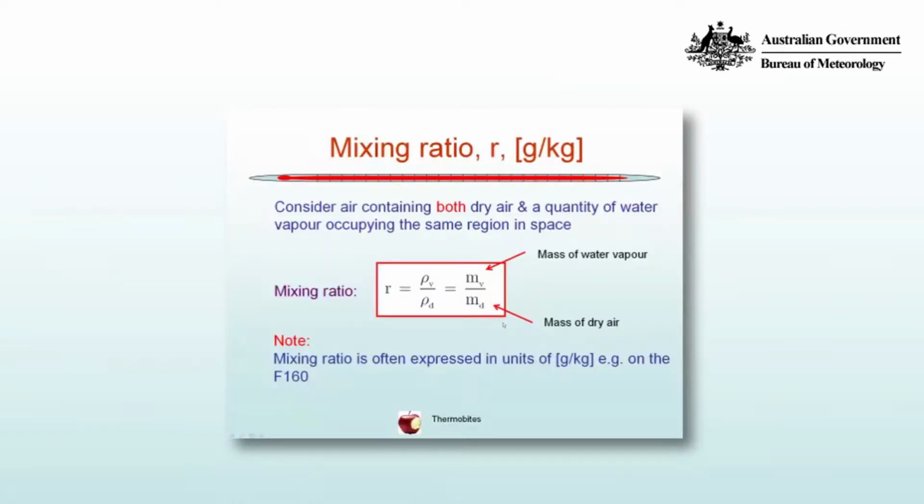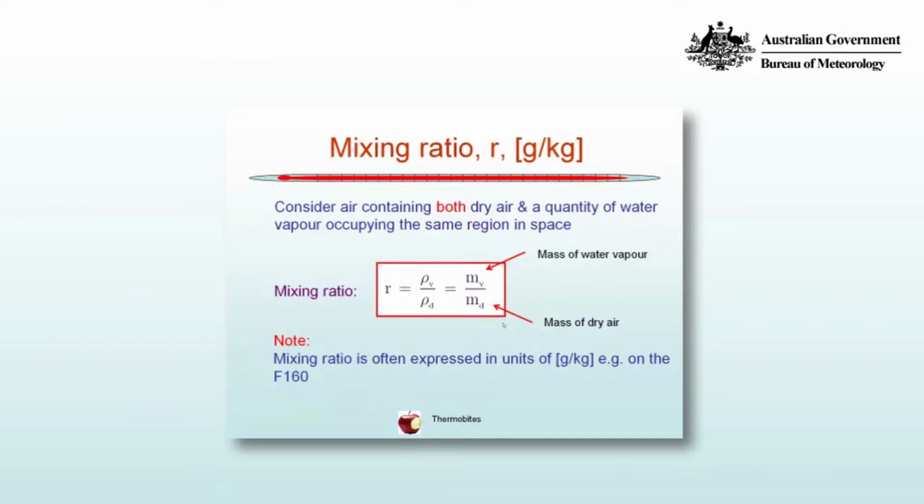Mixing ratio. We're looking for a way of characterising how much moisture is in the atmosphere. So consider air containing both dry air and a quantity of water vapour occupying the same region in space, that is the same volume. Let's define then the mixing ratio, R, which is the density of water vapour over the density of dry air. But because they occupy the same volume, and density is mass over volume, the mixing ratio R is equal to the mass of water vapour over the mass of dry air.